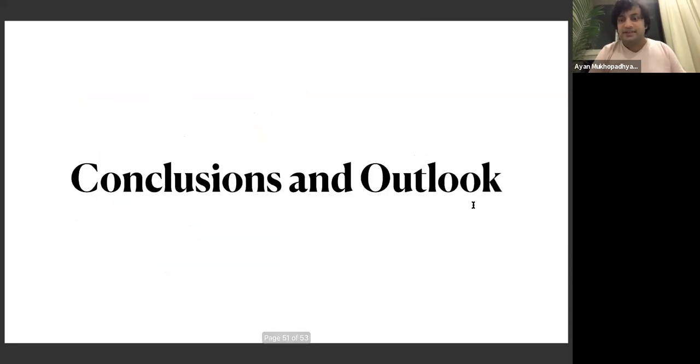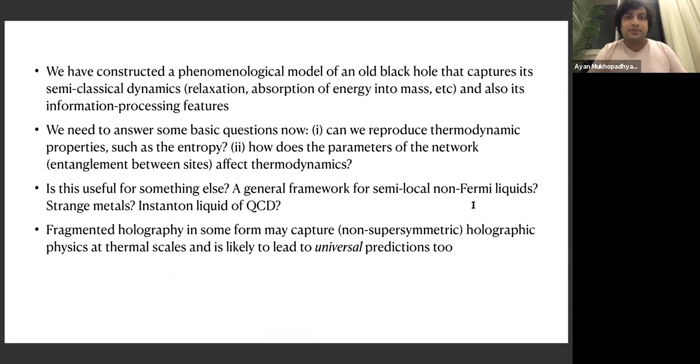So I will just end with some conclusions and outlook. The first conclusion is essentially that we have constructed a phenomenological model of an old black hole. It is merely phenomenological because it captures just some qualitative features, like relaxation. If you shock it, it goes to another microstate, and the energy is completely absorbed into the total mass, and the mass remains almost constant, as this thing is within transition, and everything that we want to have for a normal black hole.